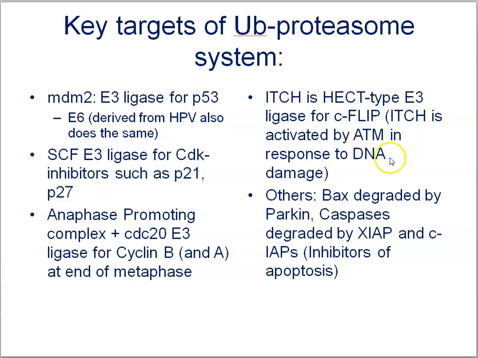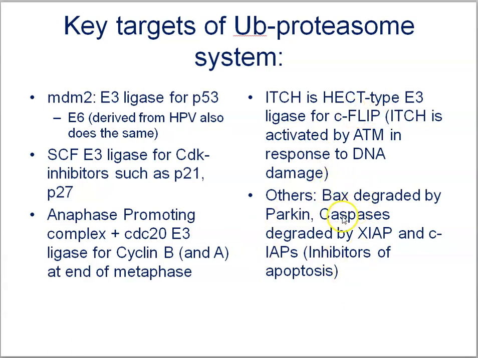So if you have a cell with DNA damage, you want to promote apoptosis, and getting rid of C-FLIP is one of the ways that a cell can do that, and this rather convoluted route is DNA damage being detected by ATM. ATM, amongst other things, can phosphorylate ITCH. That allows ITCH to degrade C-FLIP and allow death receptor signaling to occur.